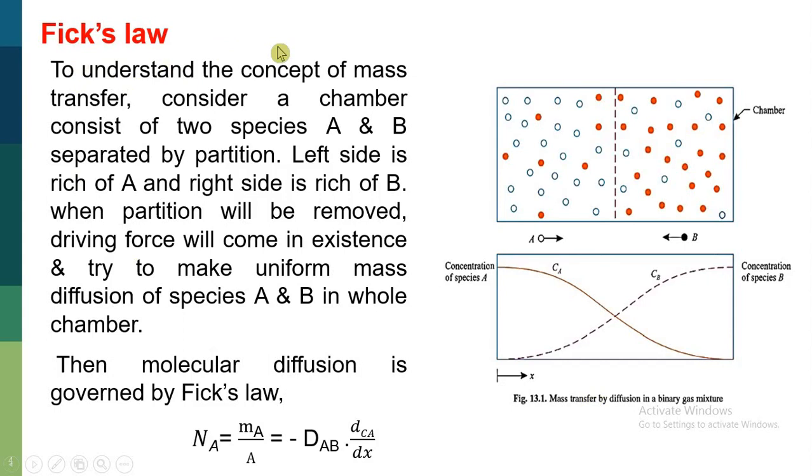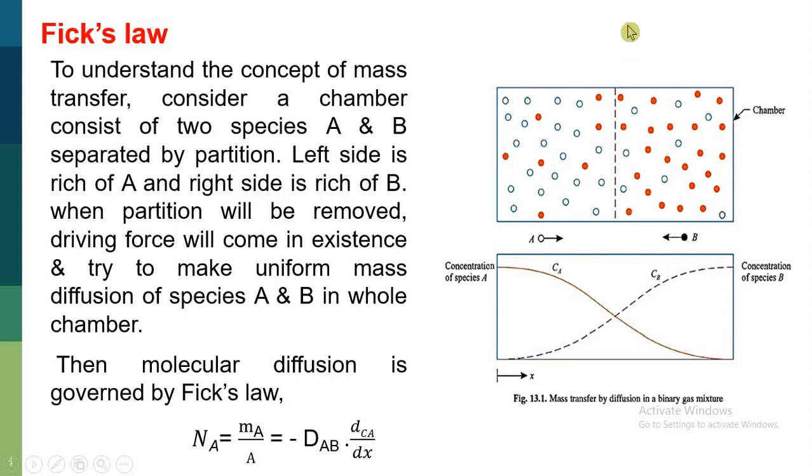We have studied the Fourier law of heat transfer in case of conduction. Similarly, here we will consider Fick's law for mass transfer. To understand this concept, let us consider a chamber which consists of a separation compartment where left side has maximum quantity of A species and right side consists of B species, which is separated by a partition.